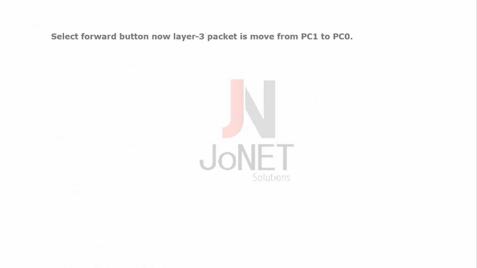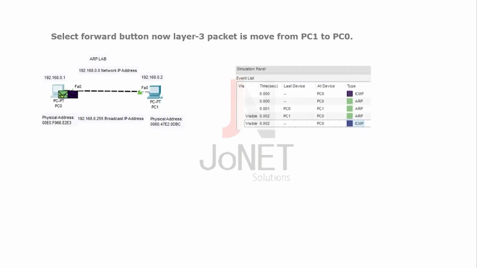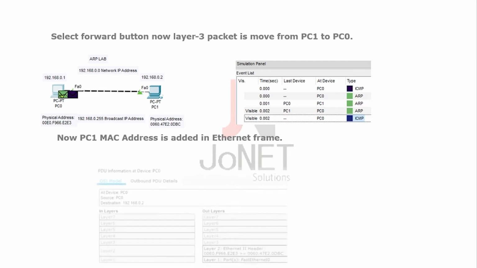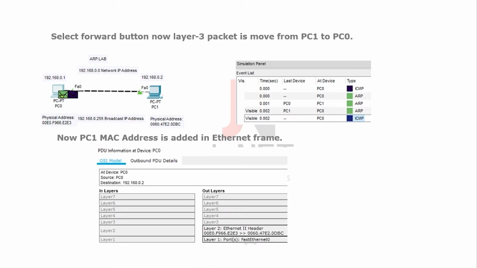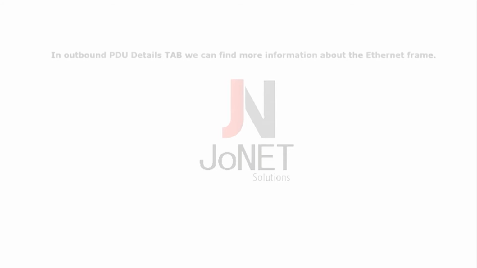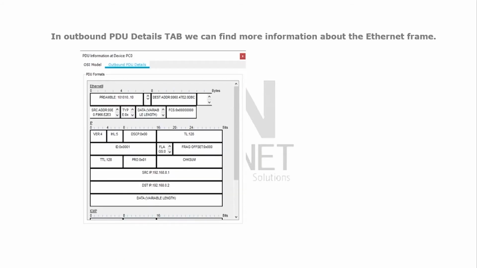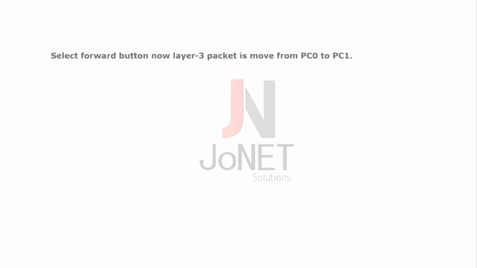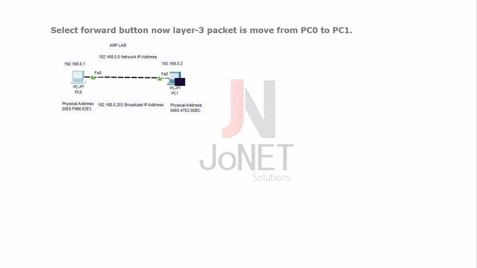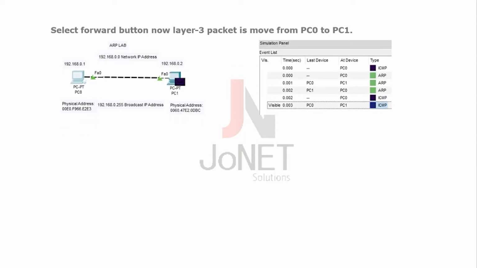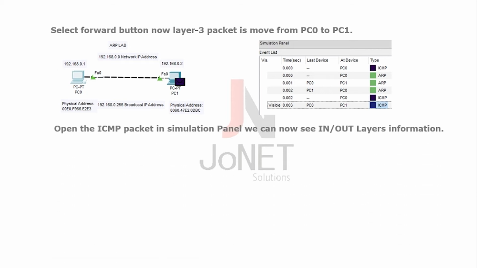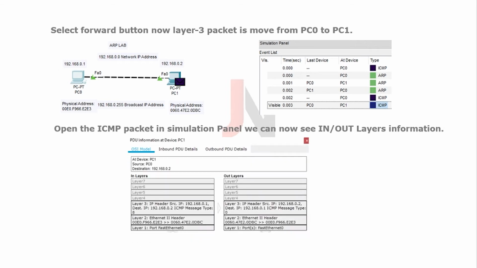Select the forward button. Now, the layer 3 packet will move from PC1 to PC0. So, you can open the respective packet and view the packet level information. Now, PC1 sends its own MAC address to PC0. In the outbound PDU details tab, we can find more information. Now, forward the layer 3 packet from PC0 to PC1. This will happen up to 4 successful replies.